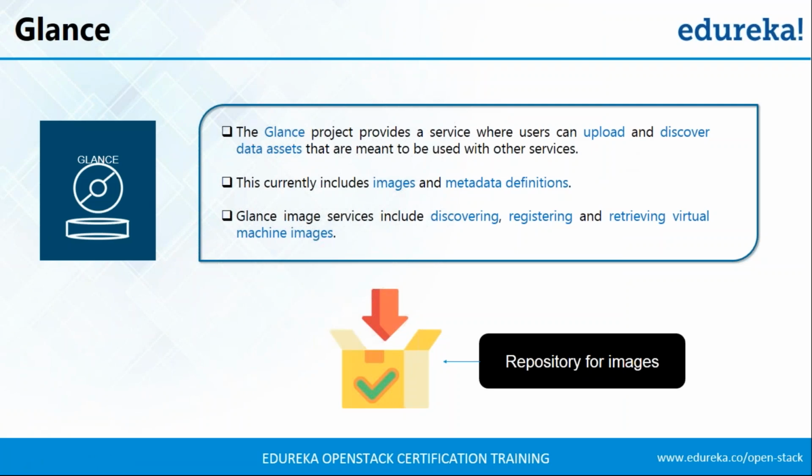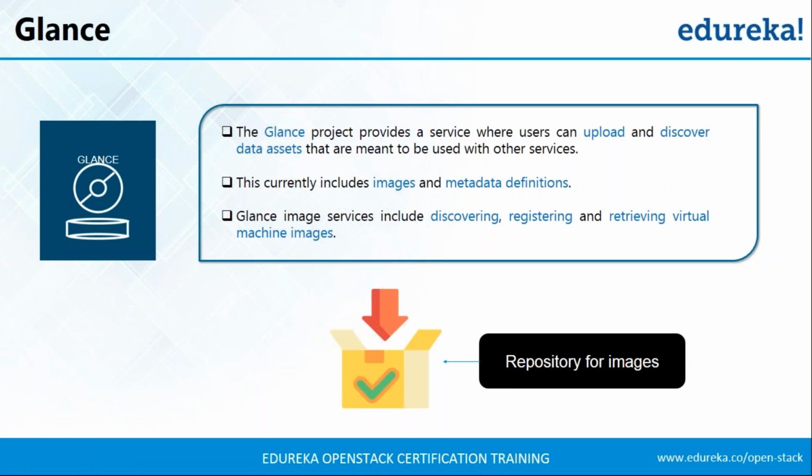Like how OpenStack defines Glance, the Glance project provides a service where users can upload and discover data assets that are meant to be used with other services. Now, you can think of Glance as a repository for images. Glance stores all the virtual disk images that you have added into OpenStack, and from these images stored in Glance, you can launch instances.